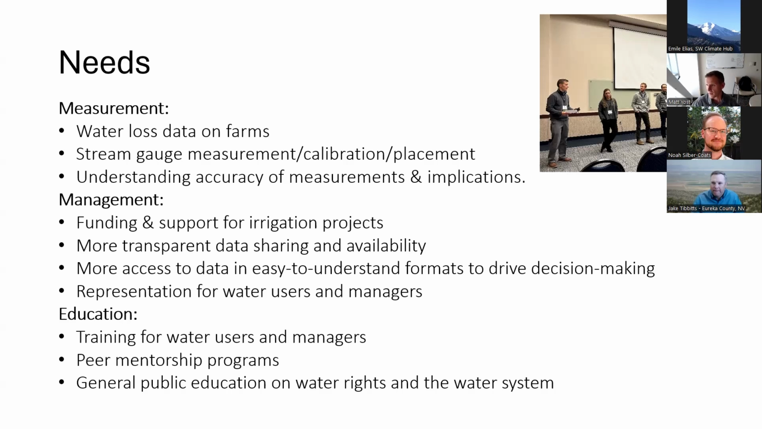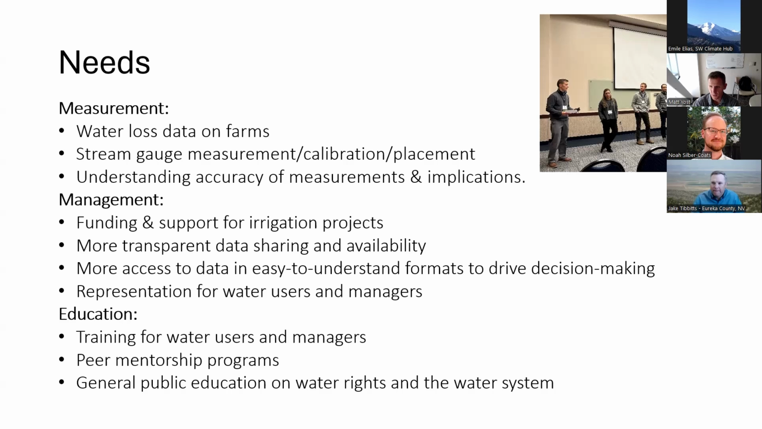So here's what we've heard. Just the last couple of years, we've held workshops and listening sessions with managers and users. I've grouped this into three categories. One was measurement, for which there's a lot of need for water loss data on farms. Where is water being lost? What does the balance for water look like on a farm? How can we tighten that? How can we better manage it? Also a need for measurement infrastructure and calibration and ideal placement on large streams and gauges, but also in other conveyance systems on farms.